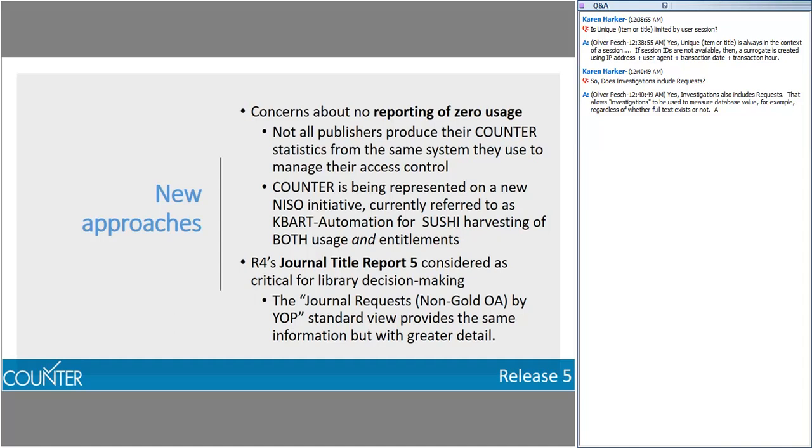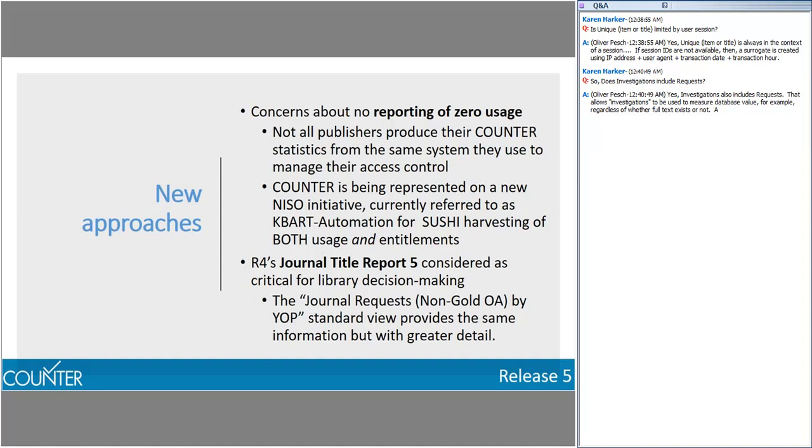do not produce their counter statistics from the same system that they use to manage their access control. And therefore that means that if they report on zero usage, you wouldn't just get zero of the content that you have a license for, you would get zero usage of everything on that publisher's platform, which would not only make a very long, huge report, but would be completely unhelpful. So we are taking a different approach and working closely with NISO on an initiative called the KBART Automation for Sushi Harvesting of Both Usage and Entitlements. And really this is looking at a more long-term and more sustainable solution where your entitlements, your license and your usage can be harvested and brought together in that way.